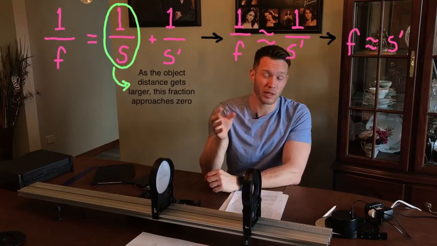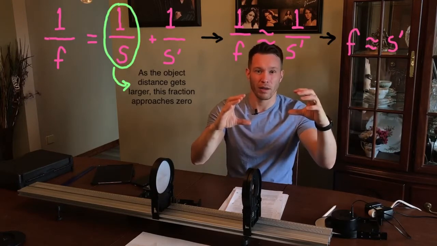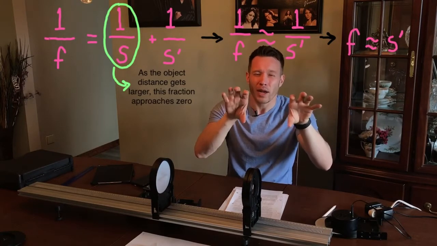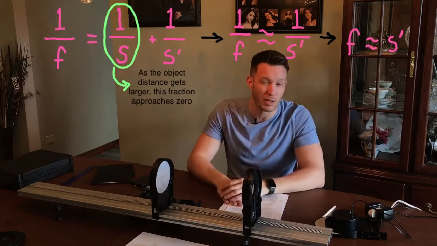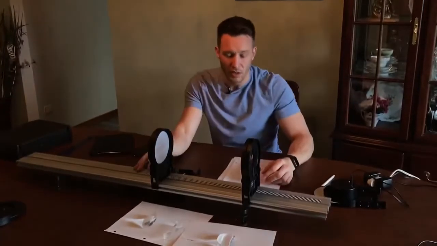And so what you're left with is 1 over the image distance is equal to 1 over the focal length. Therefore, the image distance is approximately equal to the focal length. So this is an approximation method. And we're going to use it to compare to the values that we calculated using the thin lens equation previously.